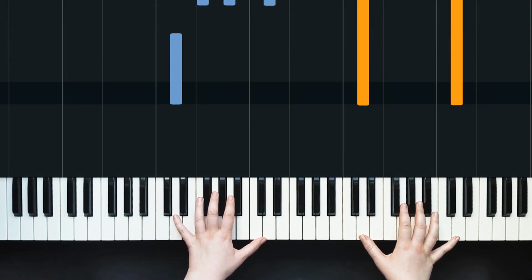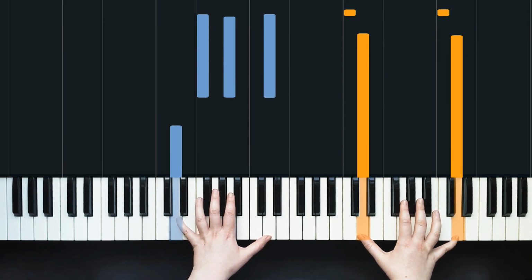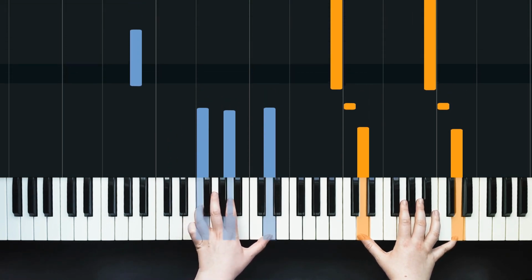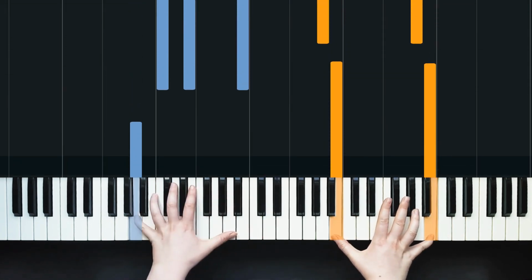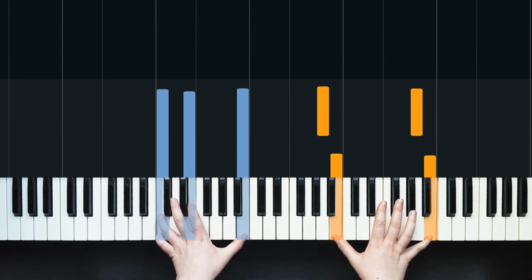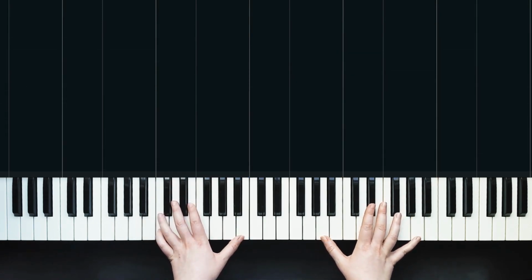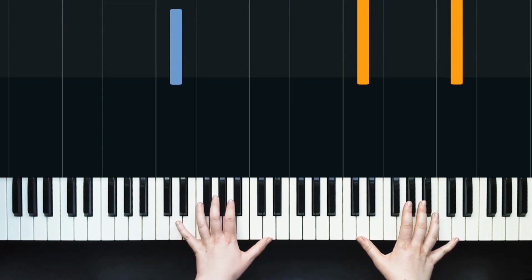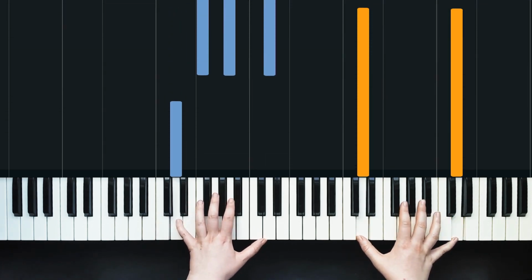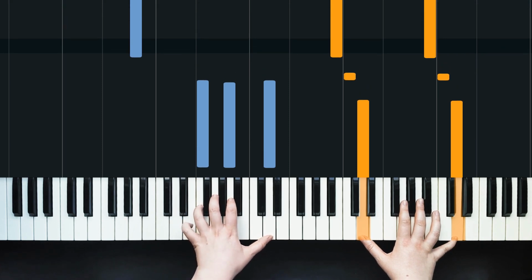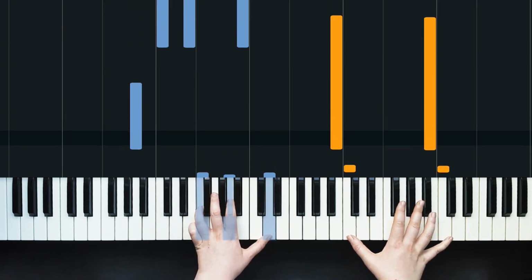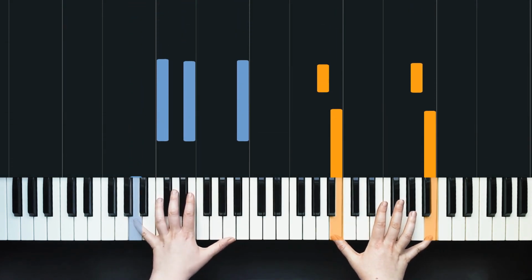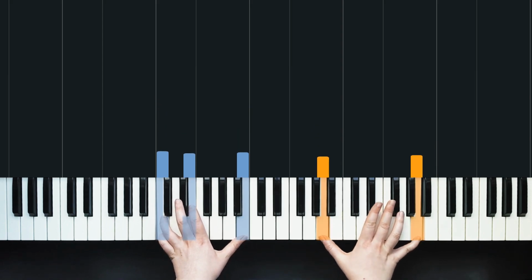Right, here's the rhythm. I'll do it 4 bars at a time. 1, 2, 3, 1, 2, 3, and 1, 2, 3, 1, 2, and 3. So can you see how it's very similar? It's almost the same. The counting is just a tiny bit different in the second bar.